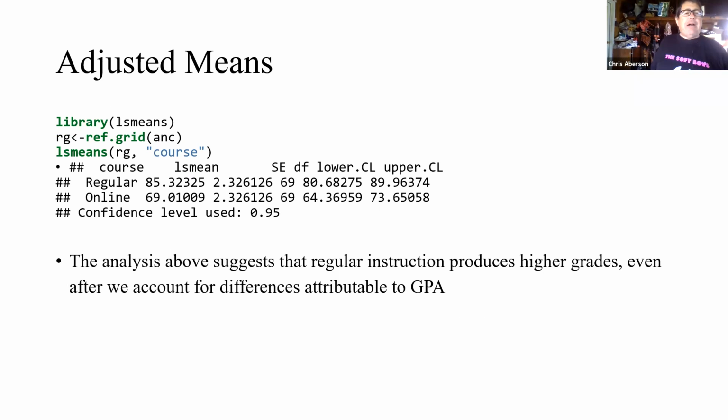One thing people talk about a good deal in terms of ANCOVA is adjusted means. Adjusted means are means that have been adjusted for the presence of the covariate. And practically what that means is that the grades are now as if everybody had the same grade point average. So if everyone had the same grade point average, what would the mean values be? And we can see a very large difference between regular and online learning.